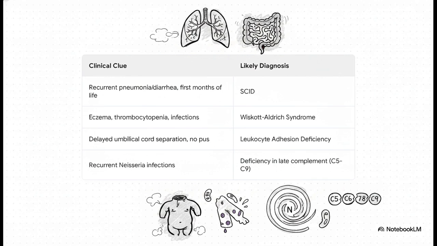For instance, you get a question about a baby whose umbilical cord took forever to fall off, and they get these bad infections, but there's no pus. Boom, leukocyte adhesion deficiency. Or how about a teenager with their second or third bout of Neisseria meningitis? You've got to be thinking about a late complement deficiency.